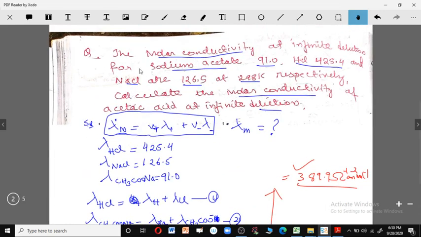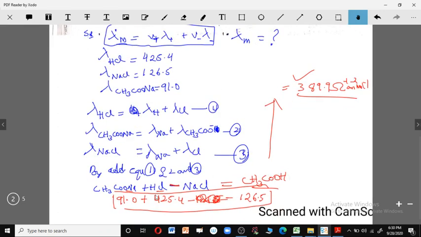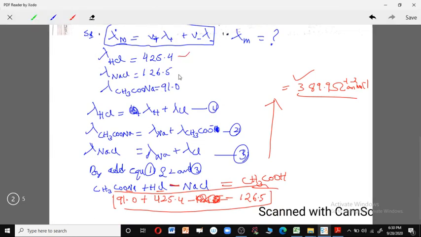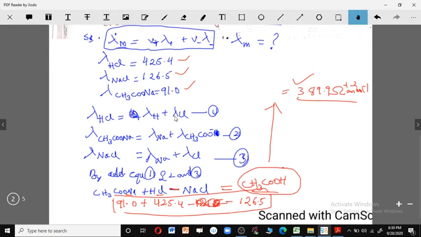Here you have the molar conductivity of acetic acid. So you do the plus and minus, then put in the values. First write down the values of HCl, sodium chloride and acetic acid. After that you do the addition and subtraction. In this way you can calculate the molar conductivity of the compounds. So this is Kohlrausch law.